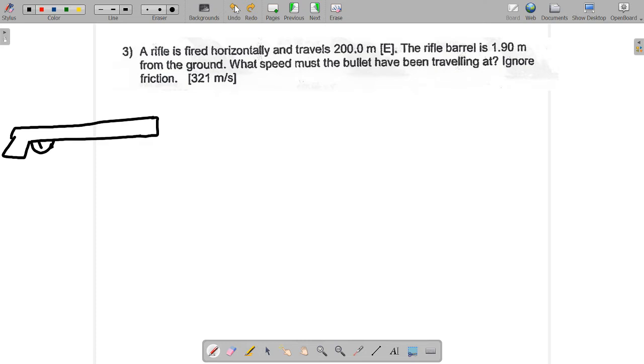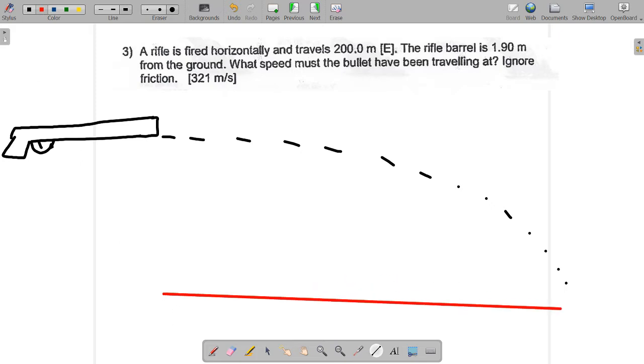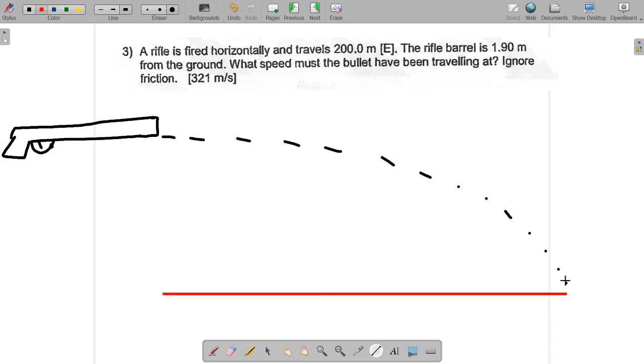If you have a bullet that's been fired from a rifle, that bullet's path of motion is going to look something like this. It's going to travel this direction, and then eventually it's going to hit the ground. Now notice in the problem, they told us the horizontal distance the bullet traveled. So the distance from here to here, we're told, was 200 meters. So let's label that. So the distance in the x direction is 200 meters.